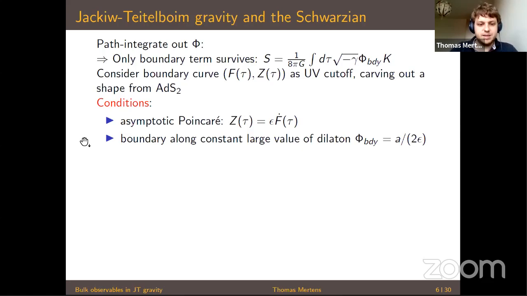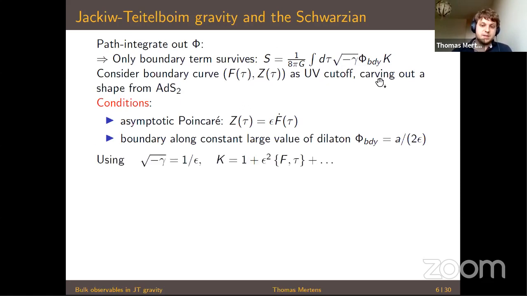Now, what is new in this setup is that in addition to that, I will also impose a boundary condition on this dilaton field phi, and I will demand that it follows a constant large value. So I have parameterized this large value of the dilaton here as a over 2 epsilon. So this epsilon is the same as here. And this a is some new dimensionful constant that defines my theory, that defines this boundary condition. So these are the boundary conditions that we will impose.